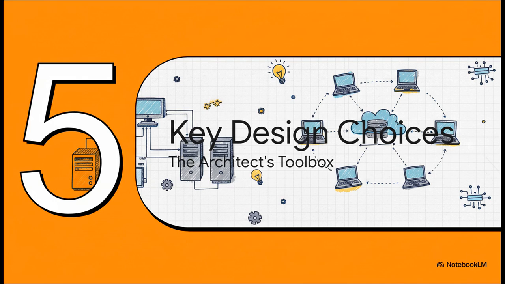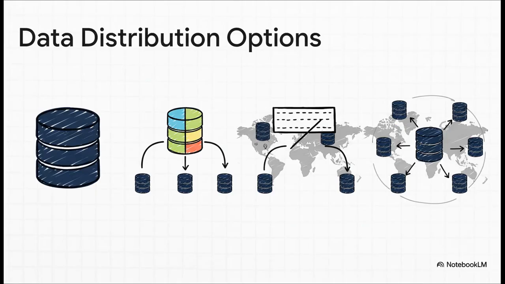Of course, building a massive system involves a lot more than just picking a client/server model. An architect has a whole toolbox full of other crucial design choices to make, especially when it comes to data and communication. A huge decision is how to distribute the data. You could just keep it all in one place, sure. Or you could partition it, maybe putting customer data for Europe on a server in Germany and data for Asia on a server in Singapore. You can even replicate data, which means making copies in multiple locations. This can make things faster for users or act as a backup in case one of the servers goes down.